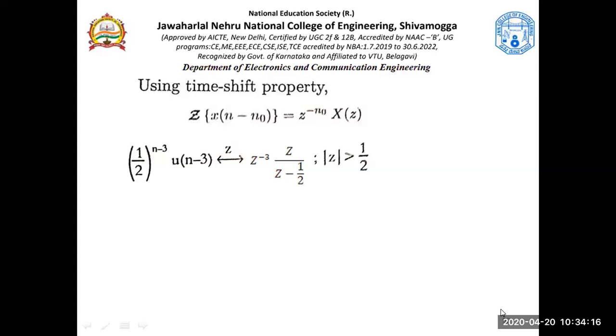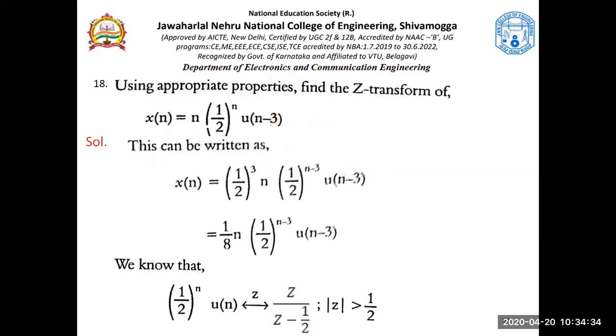Now, half power n minus 3 u of n minus 3 is a time shift operation. So in the z transform, what we had for half power n u of n, that X of z needs to be multiplied by z to the power of minus 3. Now this is not the final signal. What is the final signal? Final signal is 1 by 8 into n into half power n minus 3. So we need to introduce this n now.